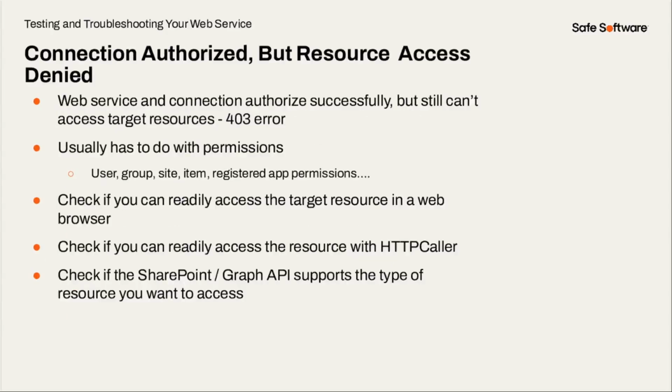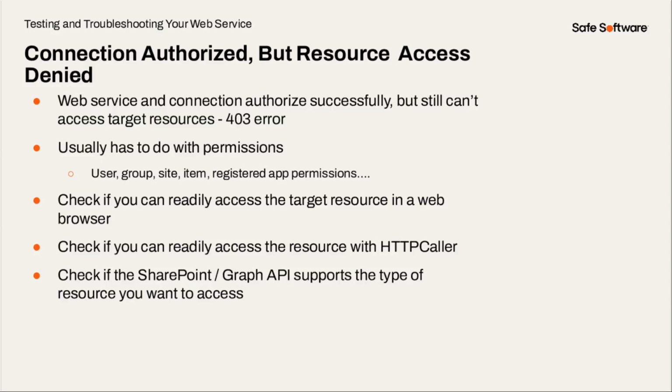And then there's the scenario where you have tested your web service and connection successfully, but you still can't get at your target resources. Often this has to do with permissions involved in accessing SharePoint resources. There are user permissions, group permissions, site permissions, item permissions. You get the idea. Lots of levels of permissions to check up on. Often the errors have to do with the permissions that have been applied to your Azure registered app, and that would be the first place that I would recommend going for troubleshooting.